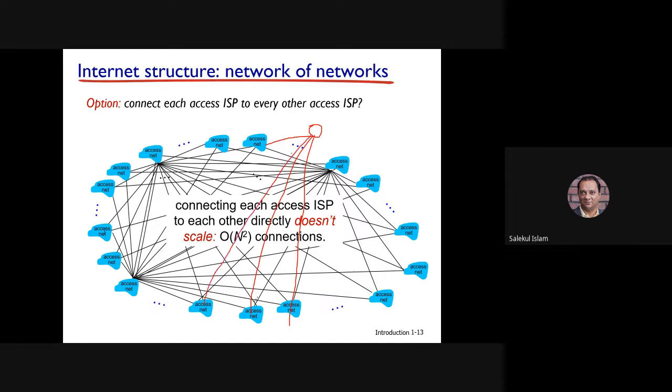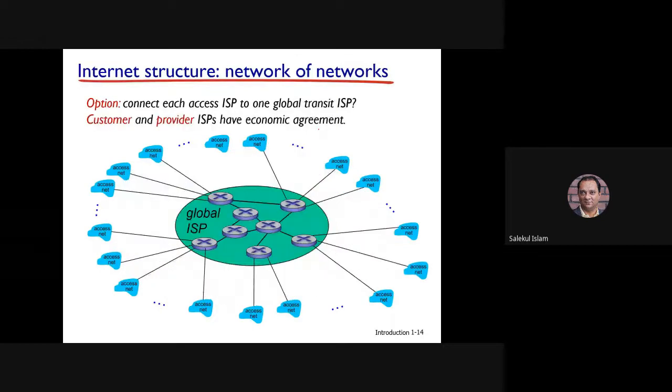So is this feasible? What do you think? No, sir. স্যার ফিজিবল হওয়ার কথা না স্যার. Definitely not. So definitely the connection is not like that. Now there is another model. Say there is a single global ISP, and whenever there is a local ISP, that local ISP will connect with that global ISP.